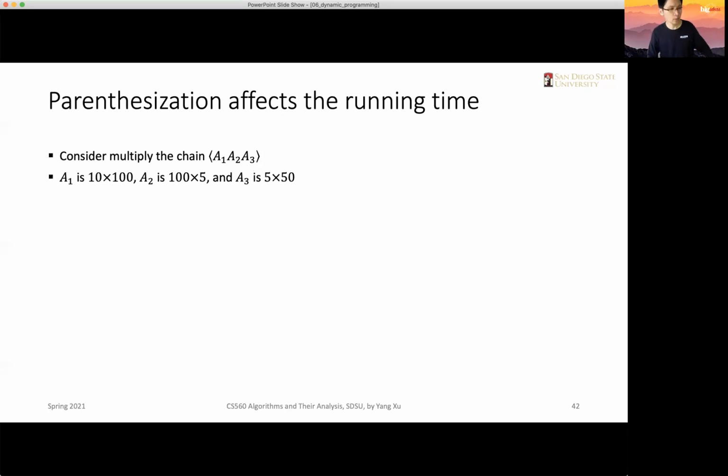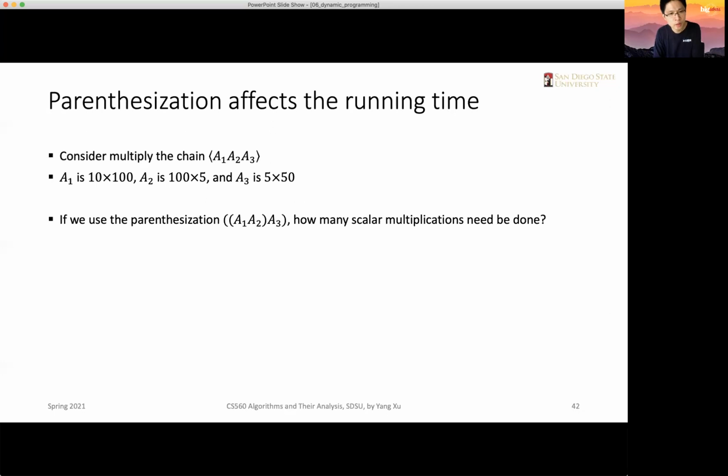So A1 is 10 rows, but it has 100 columns. A2 is 100 rows and 5 columns. A3 is 5 by 50. So of course we can use A1 times A2 first, and then the result will be multiplied with A3. Then let's count how many scalar multiplications will be needed if we do such an order, right?